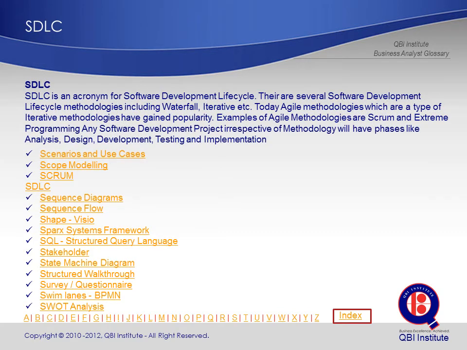SDLC. SDLC is an acronym for Software Development Lifecycle. There are several software development lifecycle methodologies including waterfall, iterative, etc. Today, agile methodologies, which are a type of iterative methodology, have gained popularity. Examples of agile methodologies are Scrum and extreme programming. Any software development project, irrespective of methodology, will have phases like analysis, design, development, testing, and implementation.